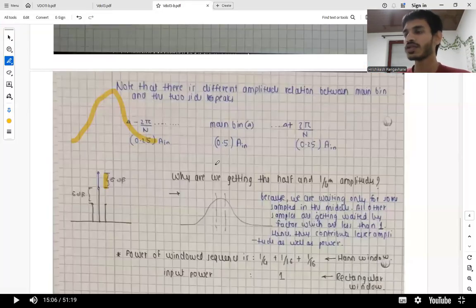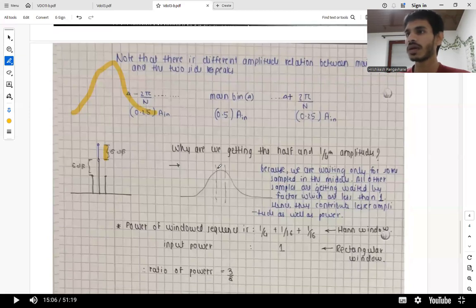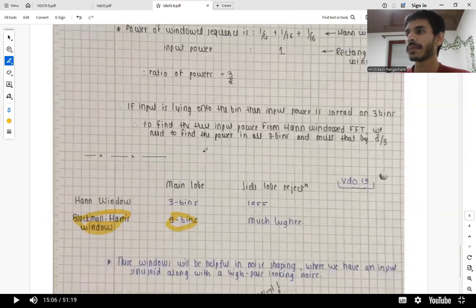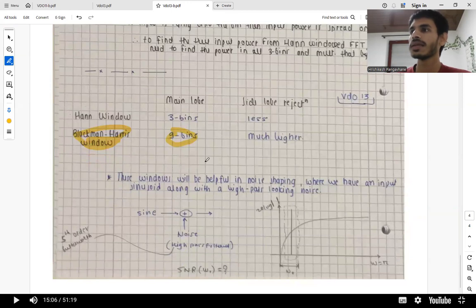So why do we actually window a signal? Basically, these windows will be helpful in the concept of noise shaping when we talk about the delta sigma modulator, where we have an input which is sinusoidal along with a high pass looking noise.